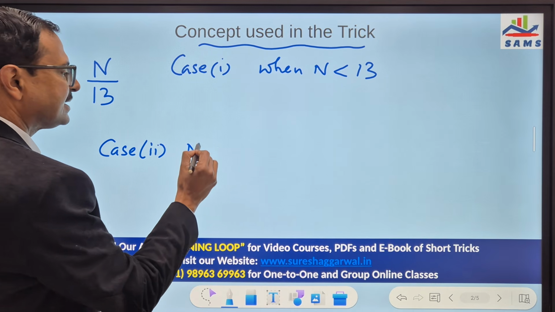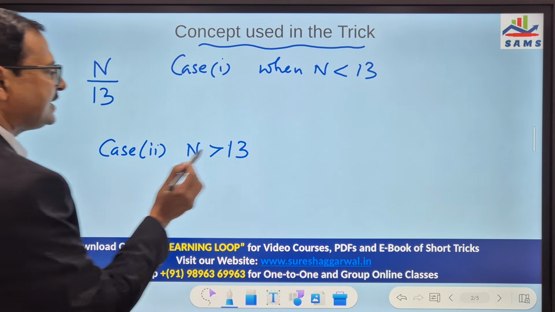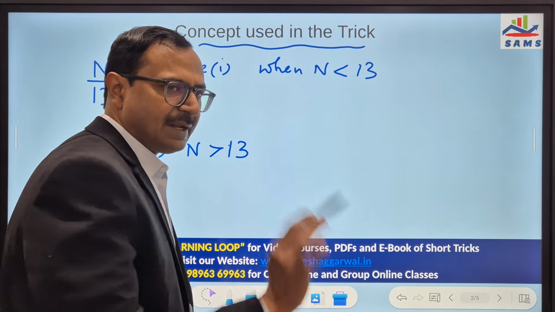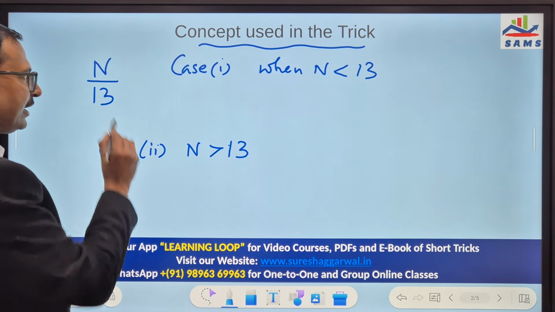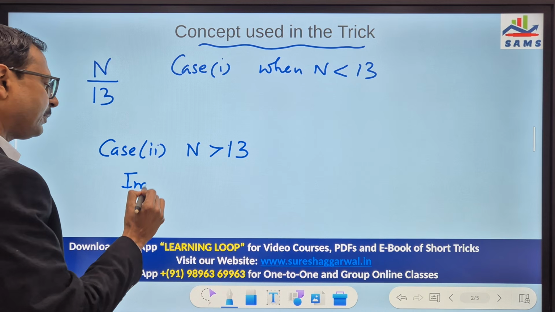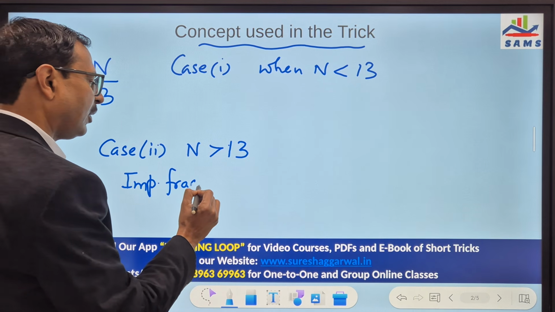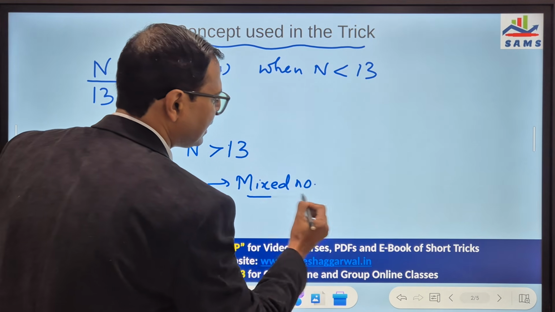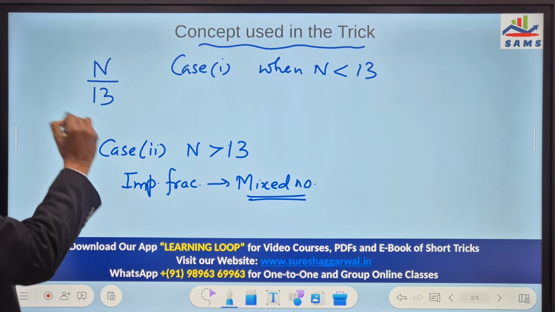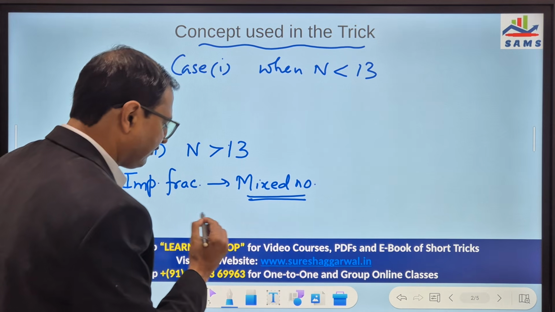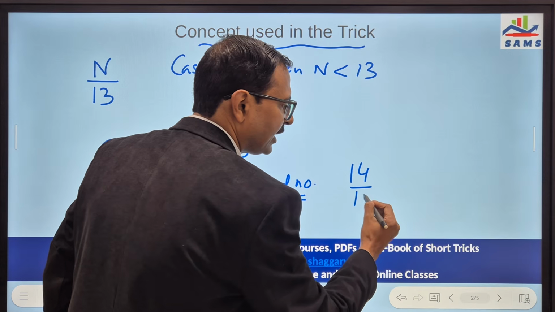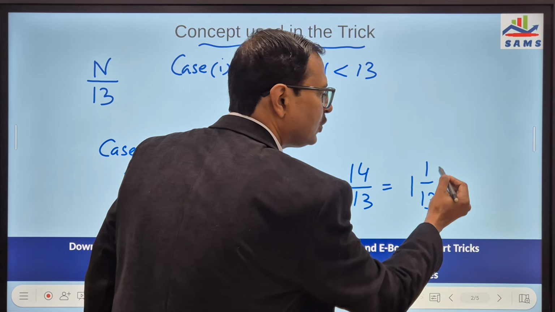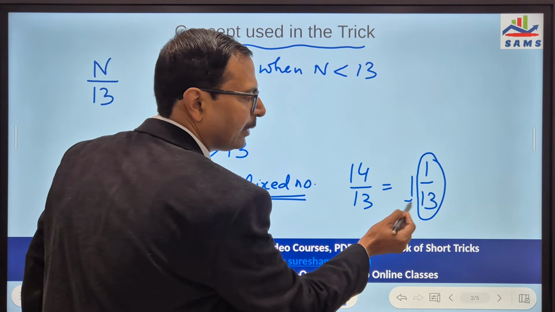When n is greater than 13, that means it is an improper fraction. So whenever n is greater than 13, what will you do? You will convert this improper fraction into the form of a mixed number first. And obviously a mixed number will again have a proper fraction. That means suppose you have 14 upon 13. So I'll write it here, 14 upon 13. You can write that as 1 and 1 by 13, right? So you have a proper fraction part here and a whole number part.